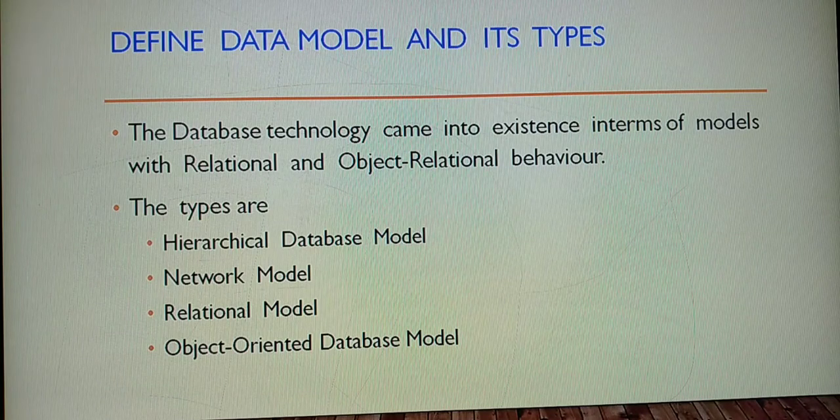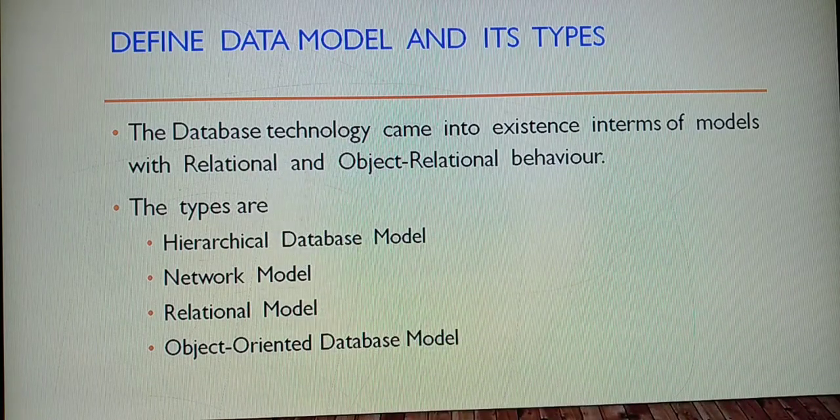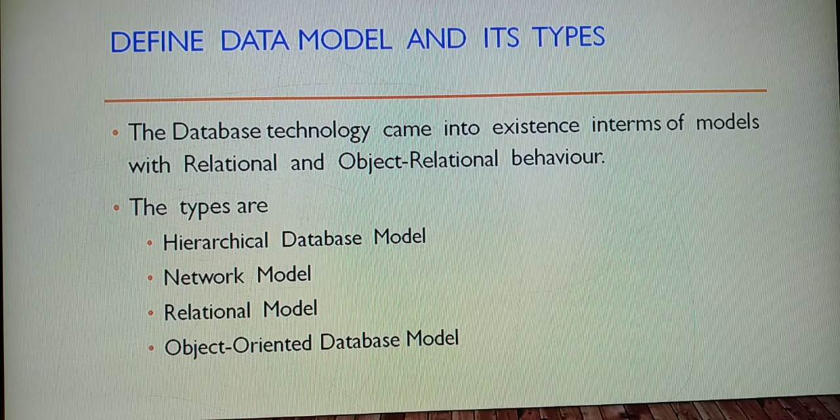Next we are going to see a 2-mark question: define data model and its types. The definition of a data model is that database technology came into existence in terms of models, so that everyone will be able to understand the idea. The models are the relational model and the object relational model. By this our data model is implemented. The types are the hierarchical database model, network model, relational model, and the object oriented database model. So this is your 2-mark question. If it is asked, you have to write these points. So clear?